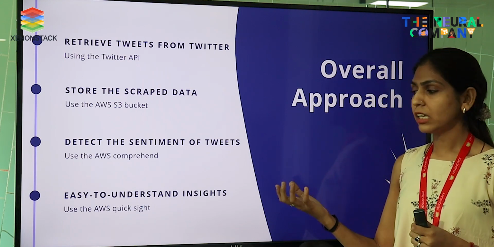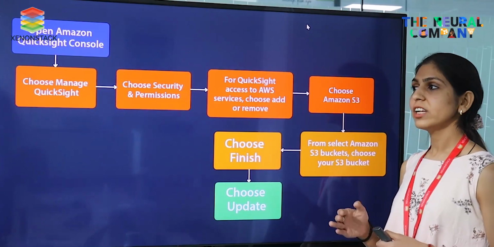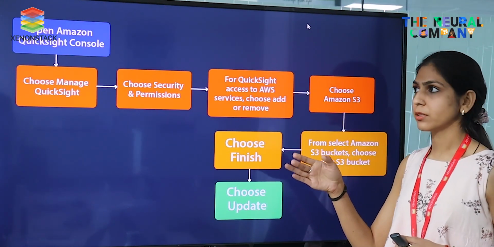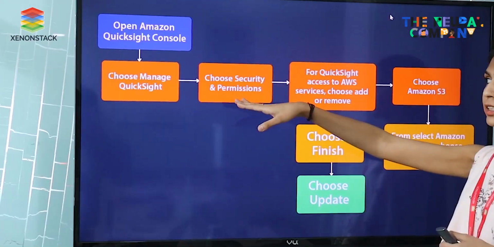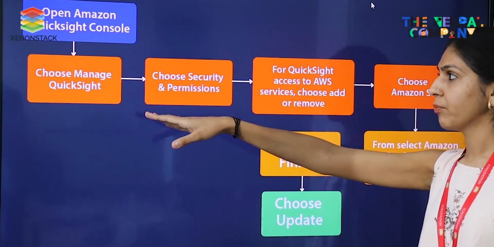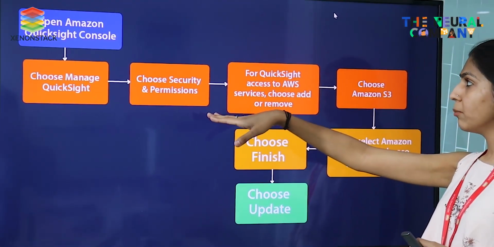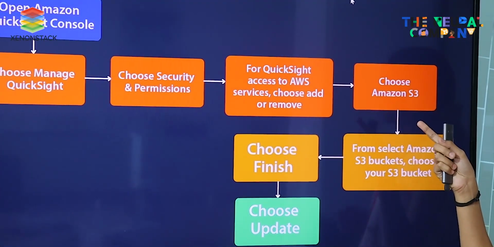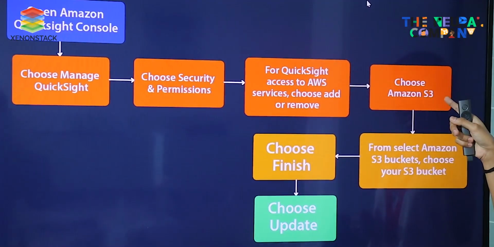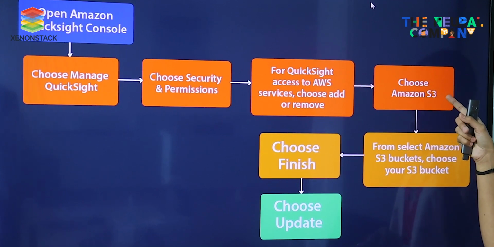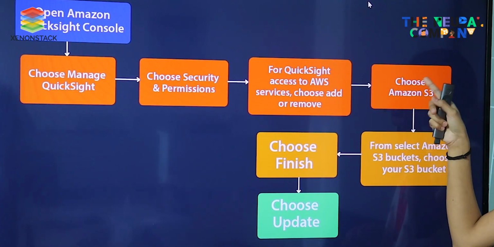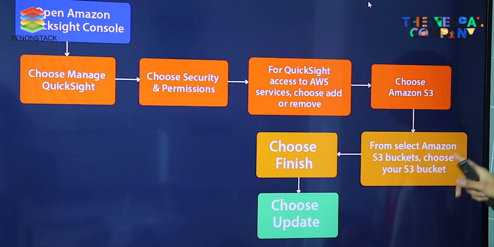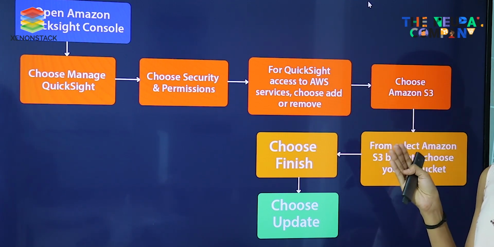Now let's discuss the steps we have to follow for fetching data from the S3 bucket in QuickSight. First of all, open Amazon QuickSight and choose Manage QuickSight. After that, choose Security and Permissions, and then click on Add or Remove. Here you have to look into the details and select the S3 bucket where we have stored our data from AWS Comprehend. After that, choose Finish.